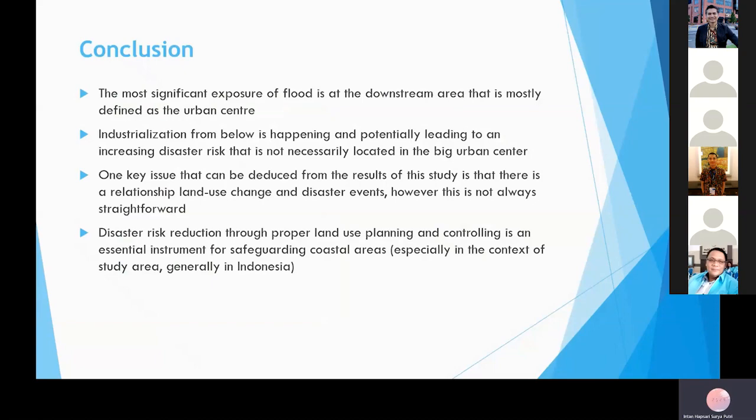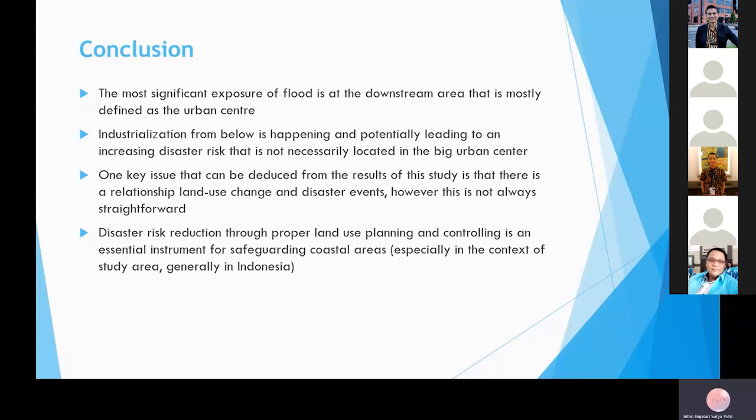So, for the conclusion, first, we can conclude that the most significant exposure of flood is at the downstream area that is mostly defined as the urban center, for example, Semarang, Pekalongan, Tegal. And second, industrialization from below is happening and potentially leading to an increasing disaster rate that is not necessarily located in the big urban center. This is proven by the Kendal area.